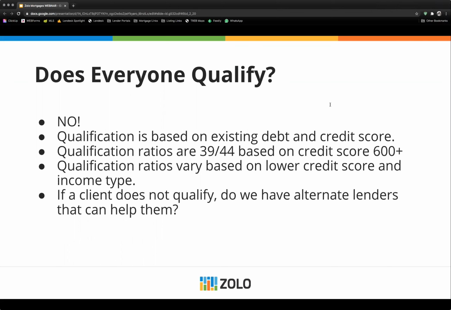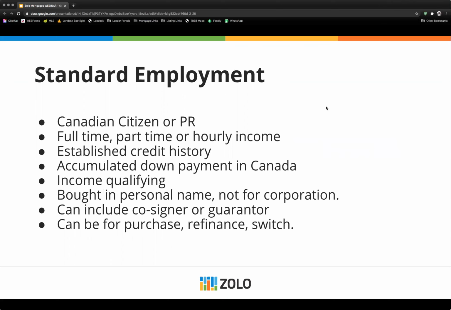Okay, so let's keep moving on here. I'm going to cover a couple of programs. This one is the standard employment program. And these are the criteria that we look for on the A side. When we have a Canadian citizen or a PR, we can say, okay, great. That brings you to a point where we're looking at the lower side of the rates.